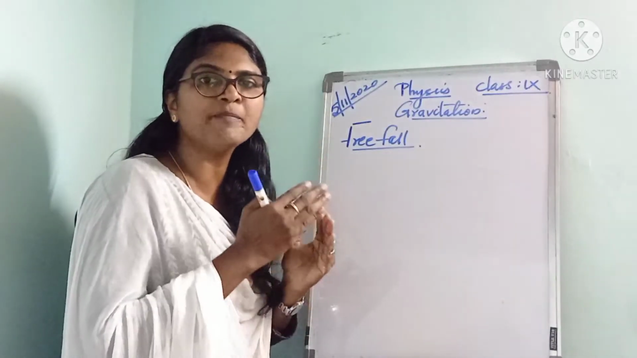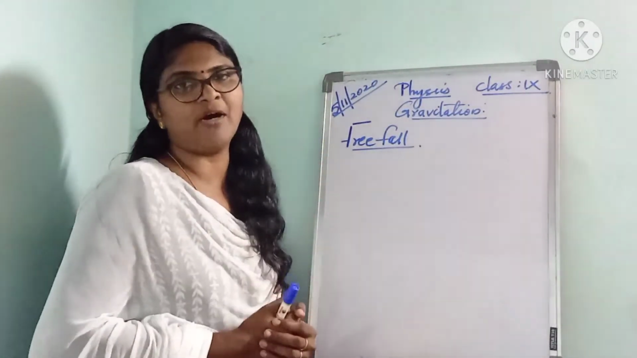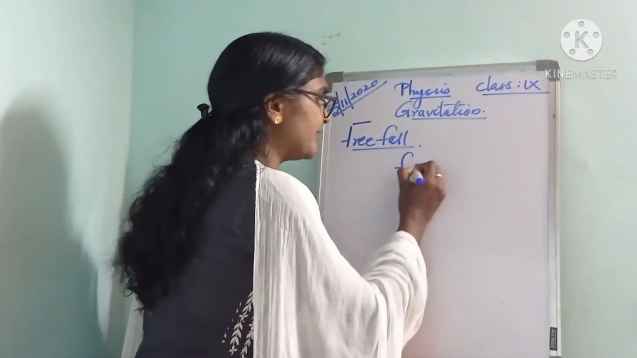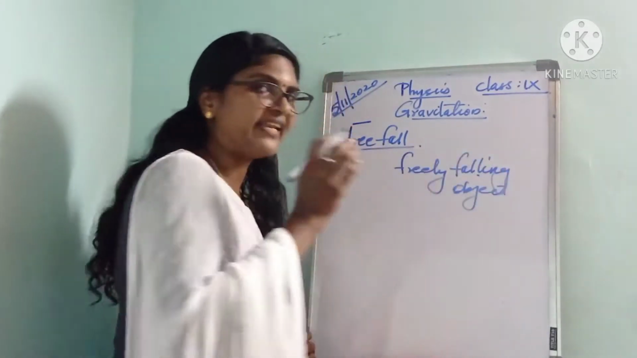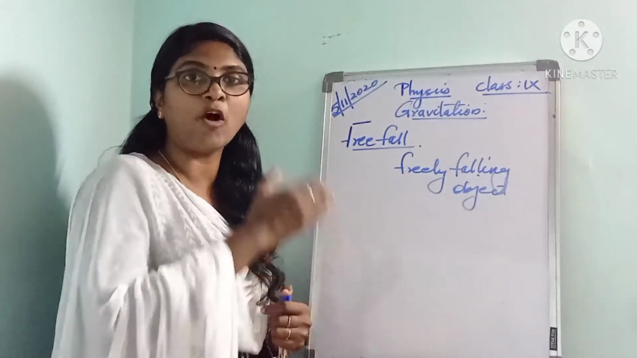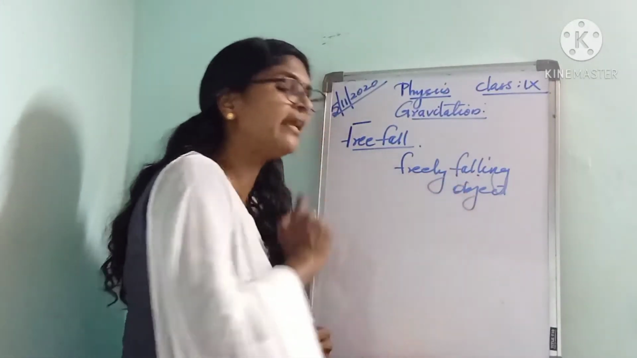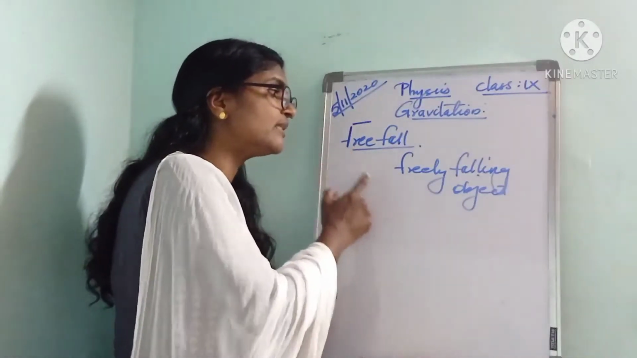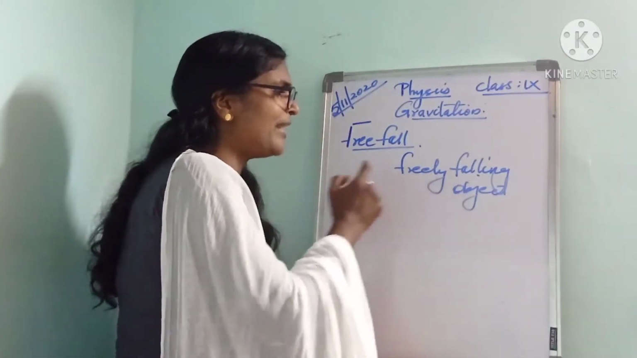Whenever objects fall towards earth under this force alone, we may say that objects are in free fall, and the object is said to be a freely falling object. Whenever objects move under the influence of Earth's gravitational force, the motion is free fall. Listen to it. What do you mean by free fall? Whenever an object moves under the influence of Earth's gravitational force alone, we can say that object is in free fall, and the object is said to be a freely falling object.